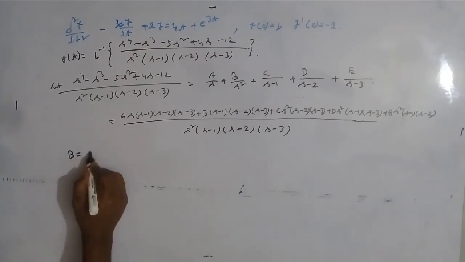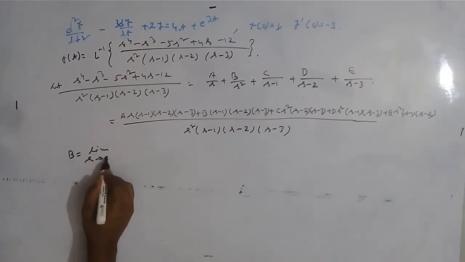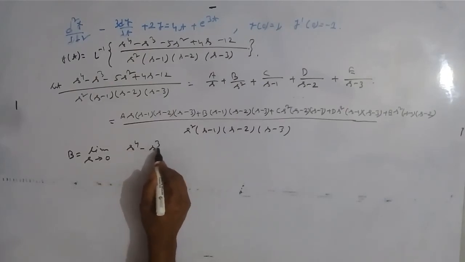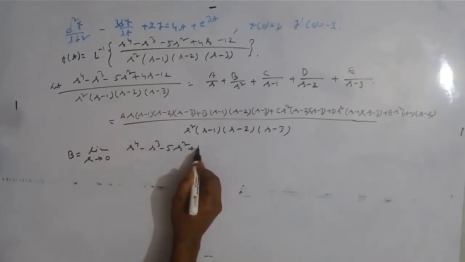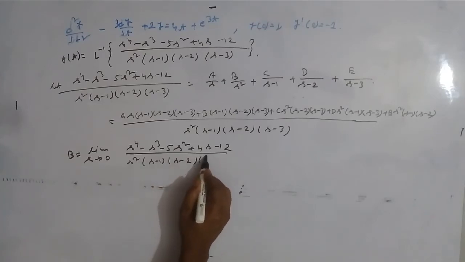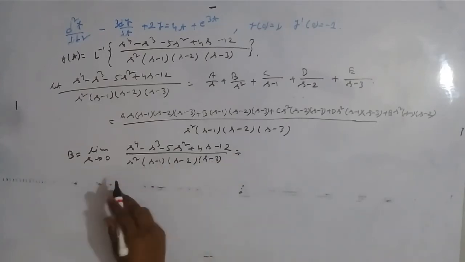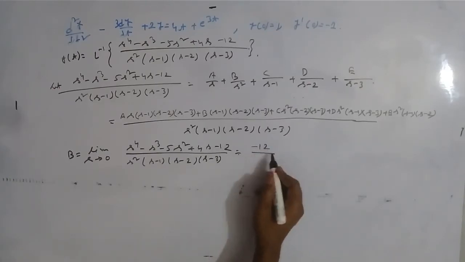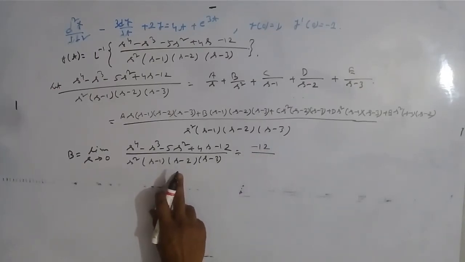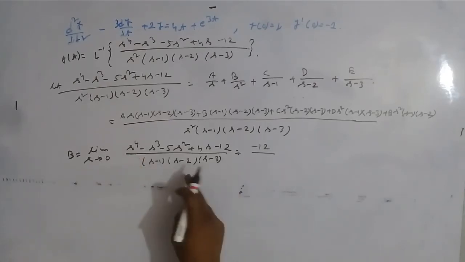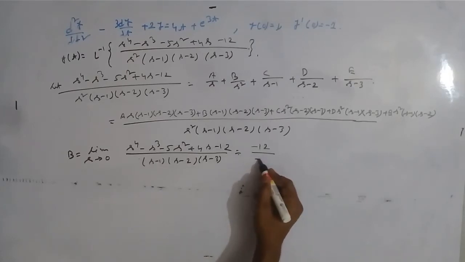Now b equal to limit s tends to 0 of (s⁴ − s³ − 5s² + 4s − 12) / (s²(s − 1)(s − 2)(s − 3)), multiplied by s². So if s is tending to 0, then it will be −12 divided by (−1)(−2)(−3), that is −6.